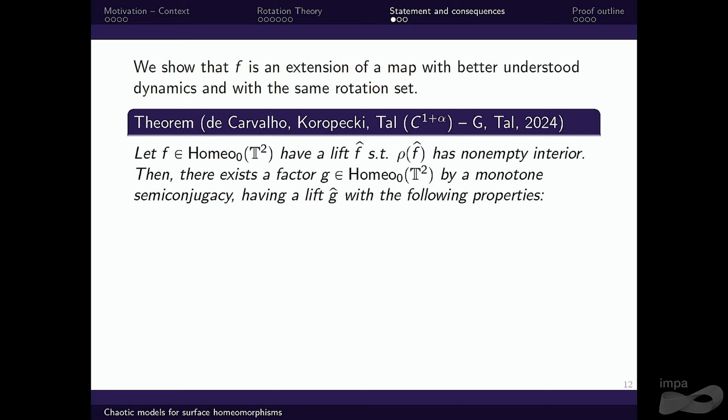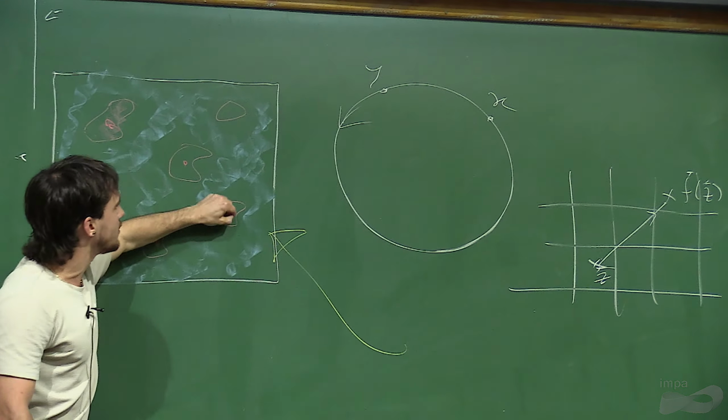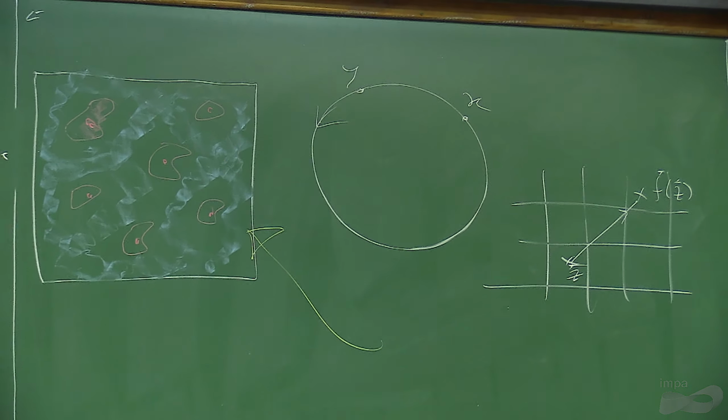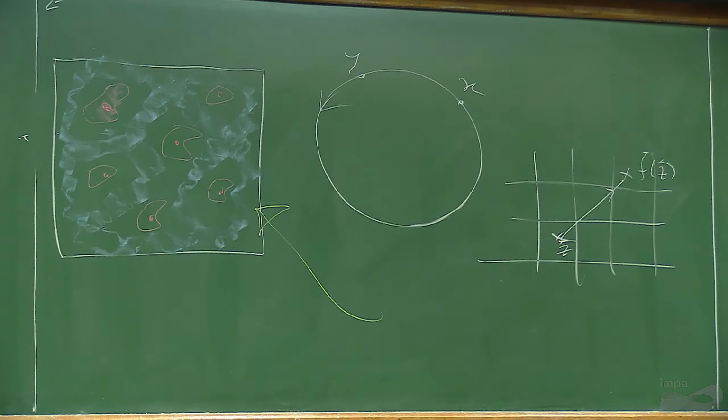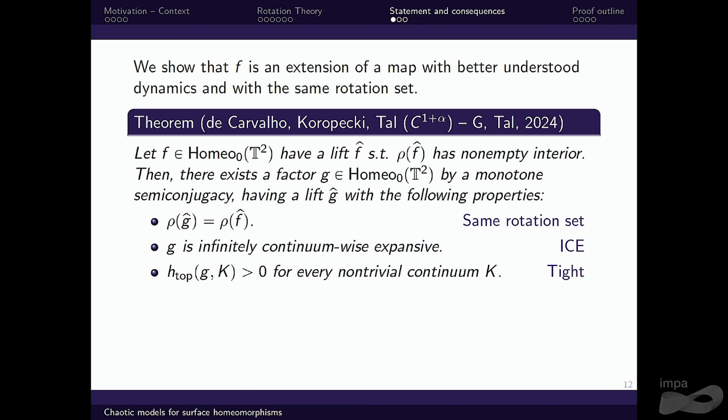So imagine that I have that, and what I basically do is, okay, I will say that there is only one point here, and this is one point, and this is one point, okay? Because all the islands, all the points go together, you know? They don't separate. So let me be more precise. What do I get in the result? So same rotation set for the quotient. Infinitely continuum-wise expansive. So I stretch everything infinitely. Tight. Okay, so every non-trivial continuum carries positive entropy.